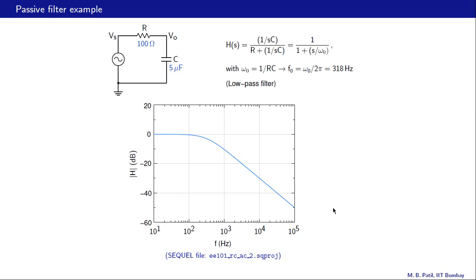What is the order of this filter? Let us look at this slope here. If we go from 10 raised to 4 to 10 raised to 5, we go from there to there, and that is 20 dB. So the slope here is minus 20 dB per decade, and therefore the order of this filter is 1. And that is also apparent because we have a first order polynomial in S here. So that is something that we would have expected.